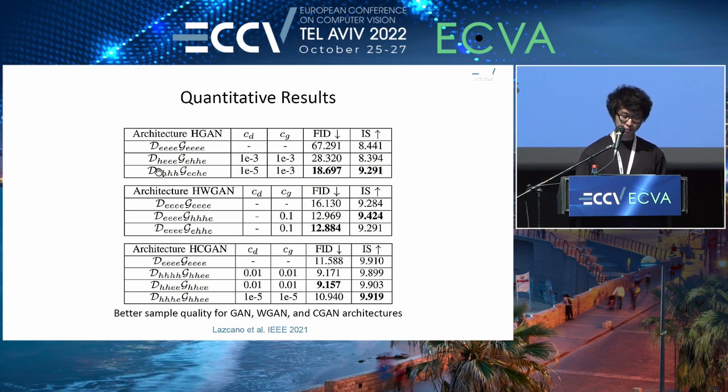If you look at the chart, E and H mean a Euclidean or hyperbolic layer. For example, the first line is Euclidean in the first layer, then Euclidean in the second layer, and so on. As it turns out, using some amount of hyperbolic layers will generally benefit the FID and inception score. And this works for all different types of GAN architectures. For example, Wasserstein GAN and conditional GAN also see some benefits.